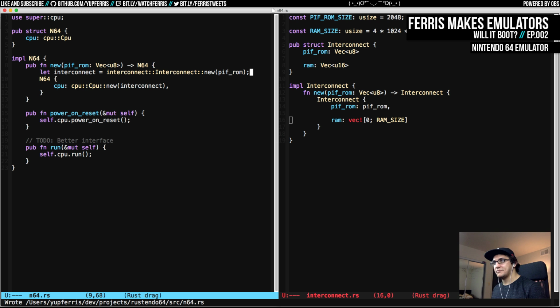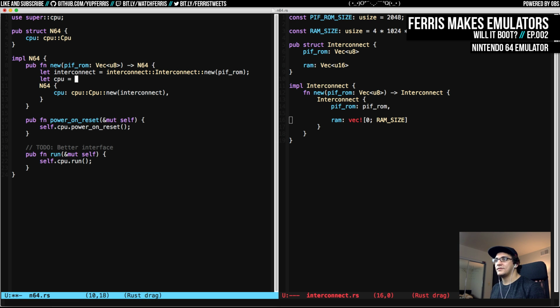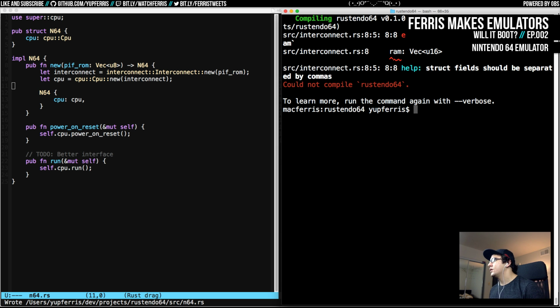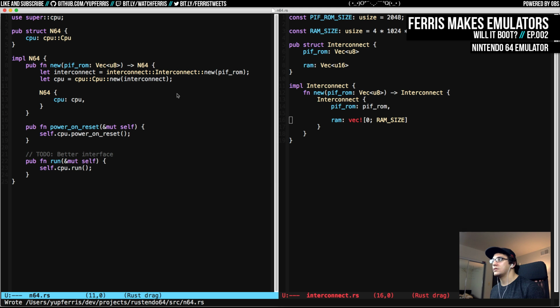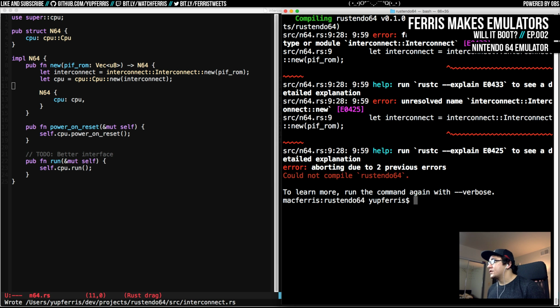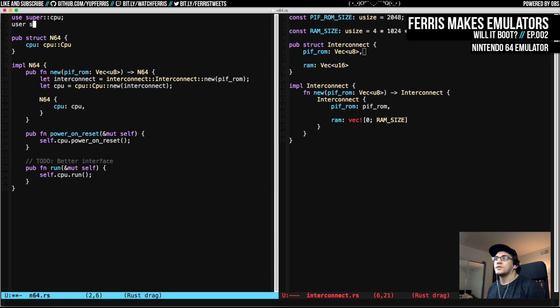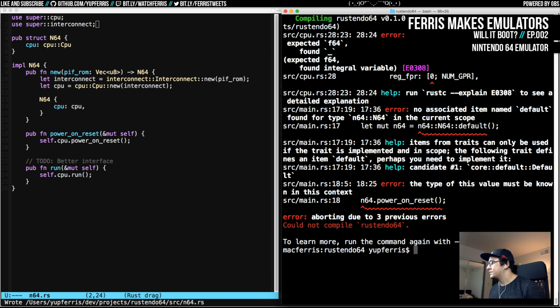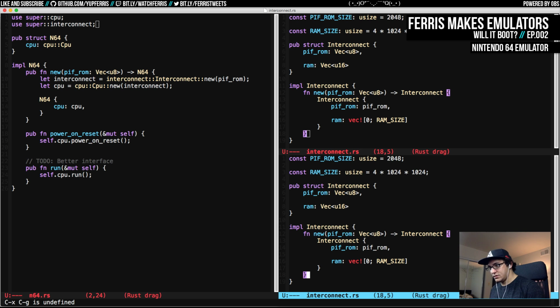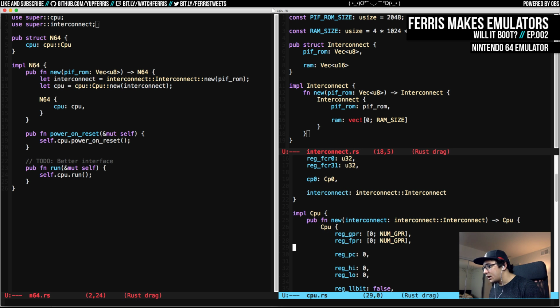Let me do that. That gets a bit prettier, I think. I probably forgot a comma. I did. I forgot one there. Failed to resolve undeclared type or module interconnect. That's because this needs to be aware of it. So we're going to use super interconnect. We get some mismatched types here, because for the floating point stuff in my CPU, it said 0. We want 0.0.